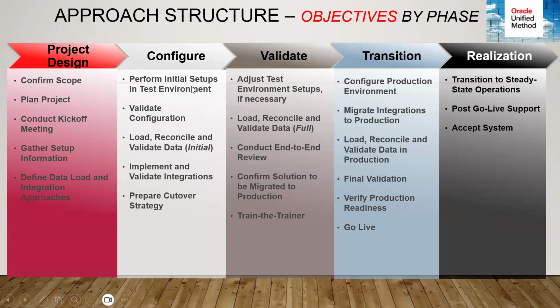Similarly, if they are using any EBS or JDE, they would be moving everything from their existing legacy system to the Fusion system. So there we will be having this load and reconciling option. For that, we will be preparing a cutover strategy. So these are the different things that we have during the configuration method. Then we validate it.